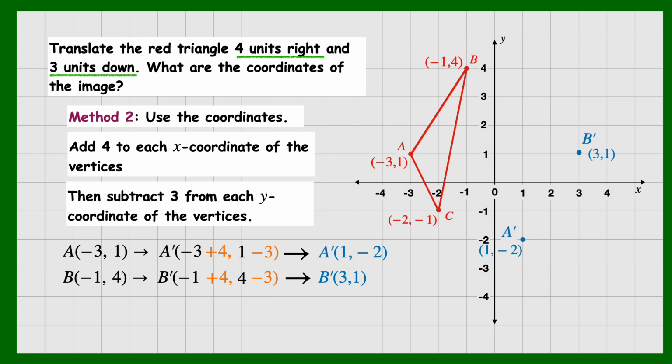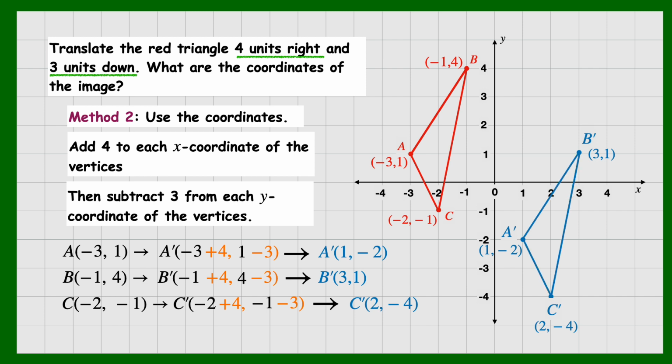We have one last vertex to go. Point C's coordinates are negative 2, negative 1. Adding 4 to the x-coordinate and subtracting 3 from the y-coordinate results in the translated ordered pair of positive 2, negative 4 for the new image. All we have left to do is close the image by connecting the vertices.